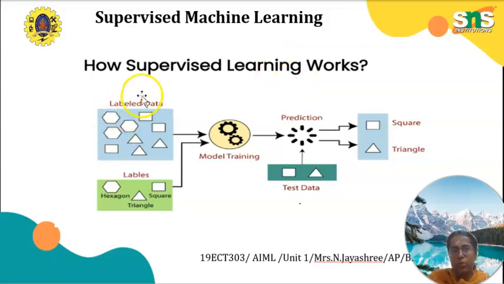This is the labeled data: hexagonal, square, triangle, rectangle. These are named as labels. All together they are labeled data, and these labels are hexagonal, square, triangle. This data is given to the model training data set.